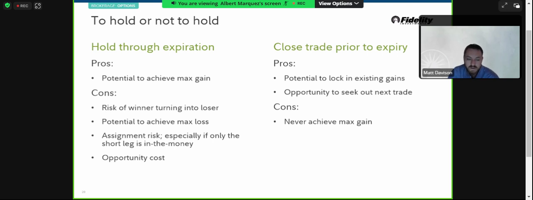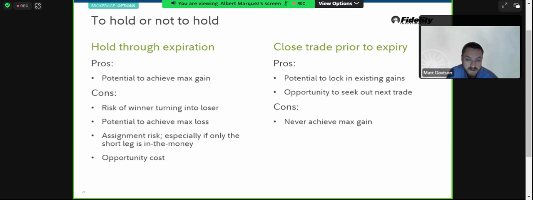And then also, if you hold it through expiration, you always have that assignment risk. That's what I'm talking about, falling in between the strikes or just going slightly below your short strike, or above your short strike if it's a call. And now you have to worry about exercise and assignment into the weekend.